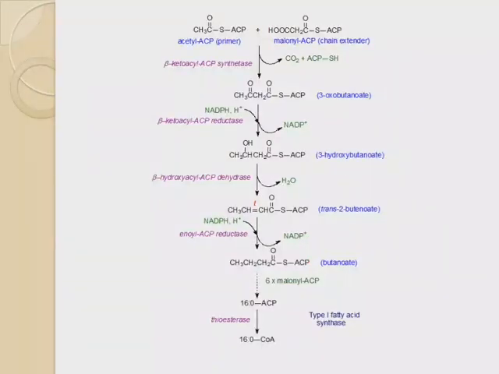So as we say, the 3-keto group undergoes the first reduction and is converted to 3-hydroxybutanoate, and then by a dehydratase enzyme, with removal of H2O, it is converted to trans-butenoate, and with the other reduction it will convert it to butanoate.